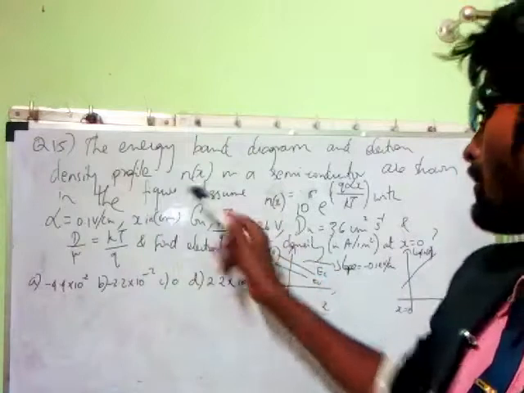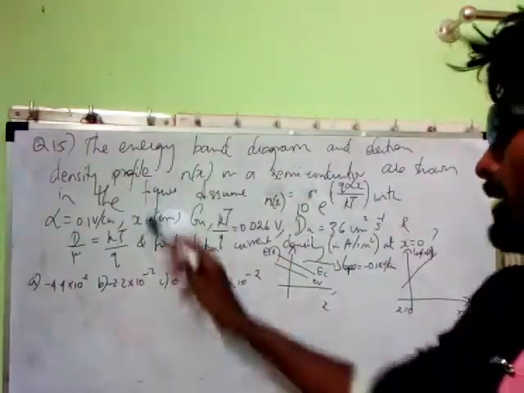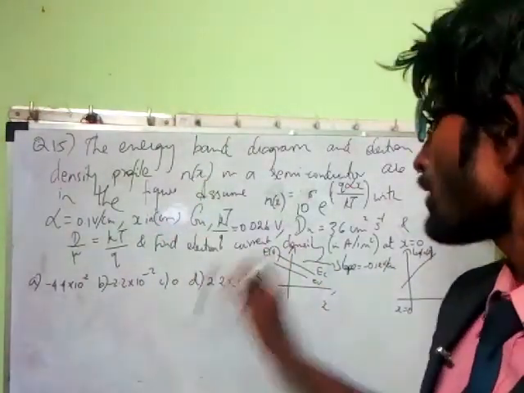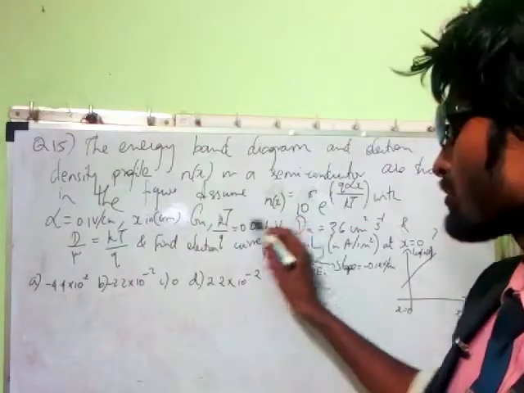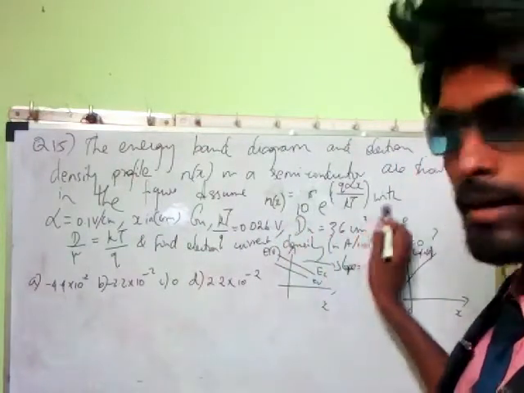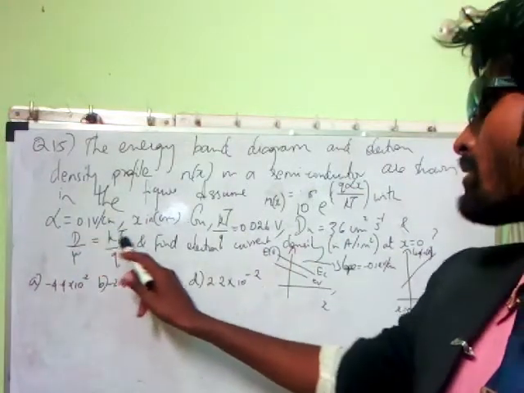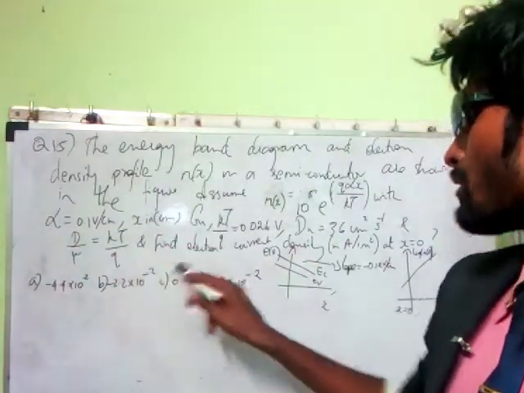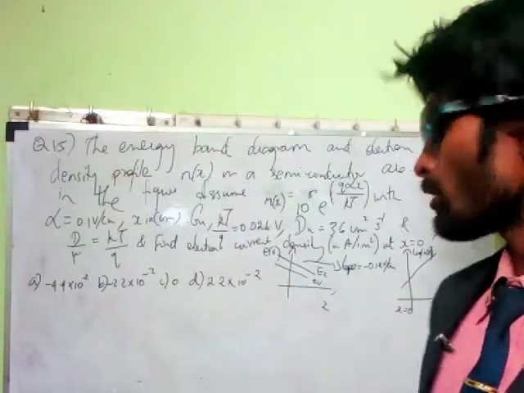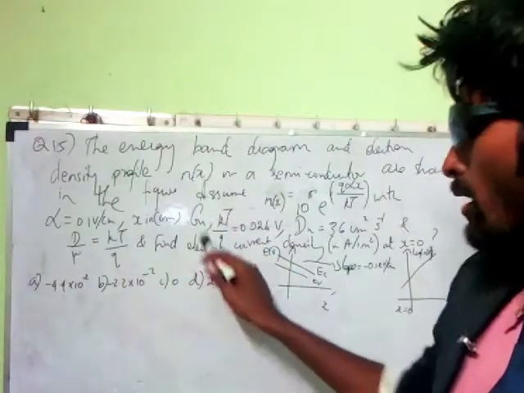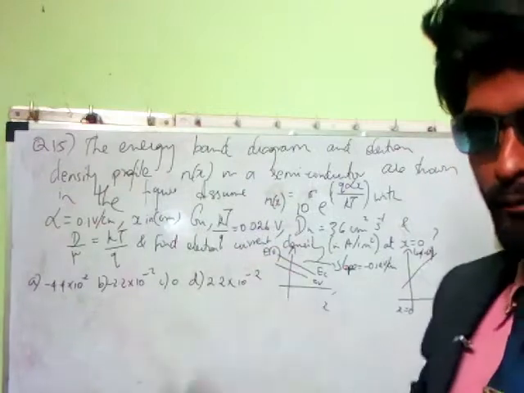The energy band diagram, so they give some diagram, and they ask about the density profile. Now they give an assumption of N(x), the concentration, with some more expression. This is the expression. And they give the alpha value as 0.1 V per centimeter, and the x value should be in centimeter. Then kT by q. So Boltzmann constant, temperature, charge, and all these calculations will give some value. I hope everyone knows the answer.